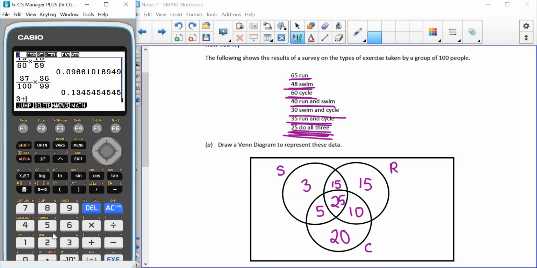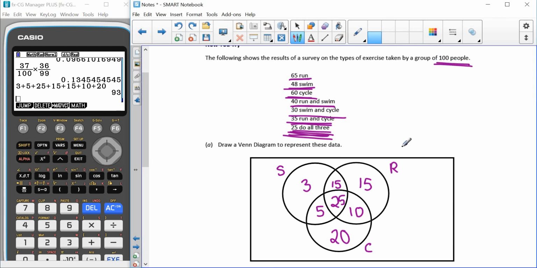Remember to double check how many that adds up to. And double check you have all your numbers. Again, we have 1, 2, 3, 4, 5, 6, 7, which gives us 93, which means that because we had 100 people, there are still 7 of them that haven't been accounted for in any of those circles.